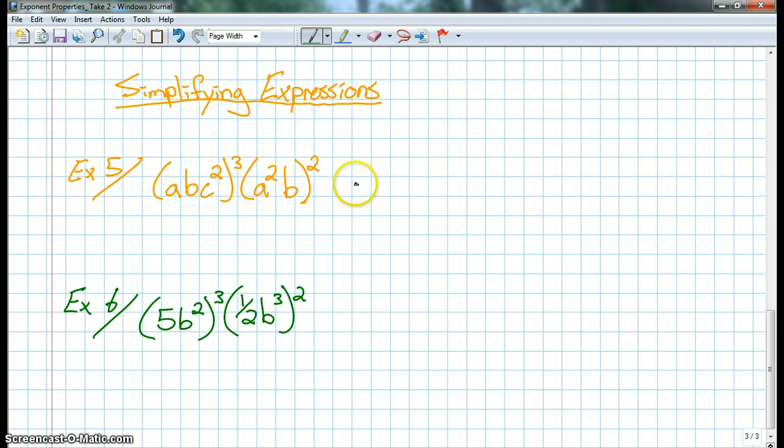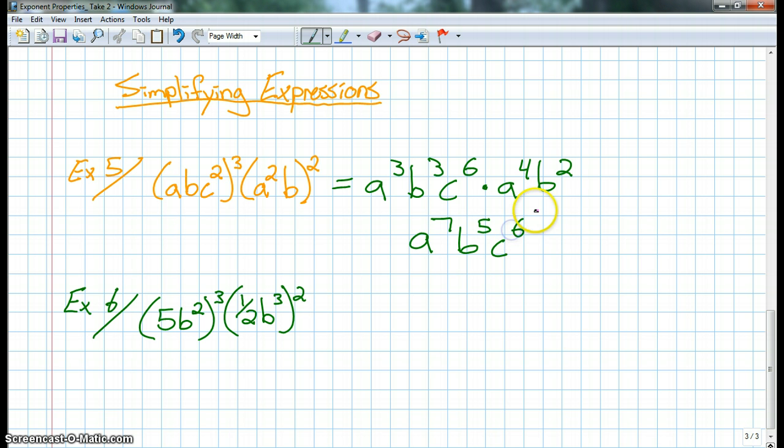All right, hopefully you were able to work both of these out as you paused it. On example 5, this one looks a little bit harder than it is, in my opinion. You can rewrite the first one. It becomes a to the 3rd, b to the 3rd, c to the 6th if we look at our power to a power. And then with this one, it becomes times a to the 4th and b squared. So how many factors of a do we have? There's 3 here, there's 4 here, that's a to the 7th. How many factors of b? We have 3 factors here, 2 factors here, b to the 5th, and then we still have c to the 6th power. Would be our final answer.